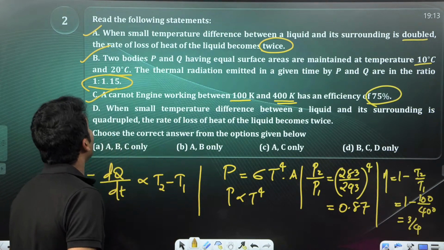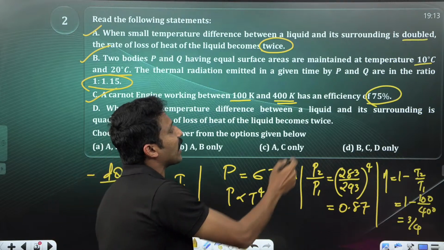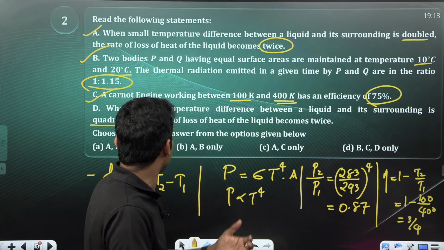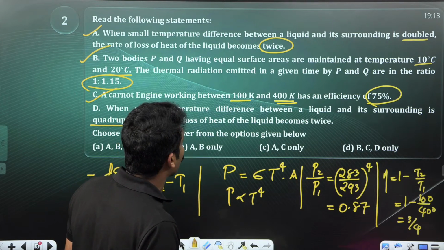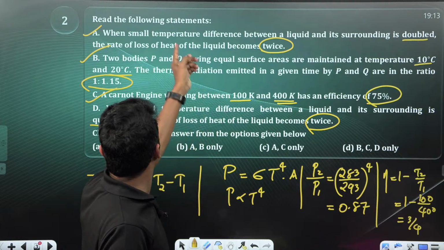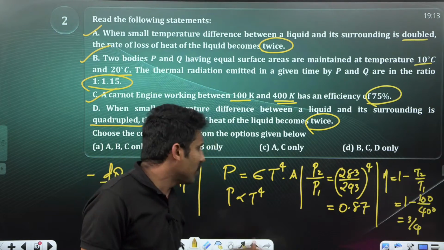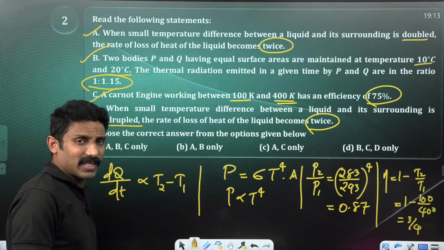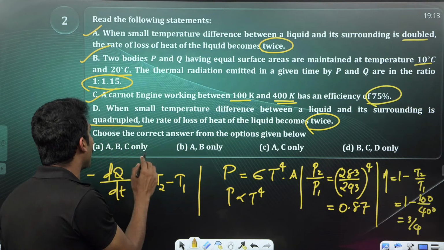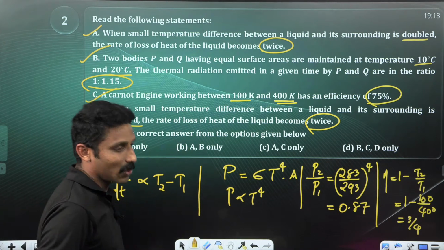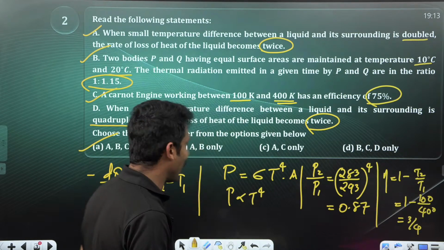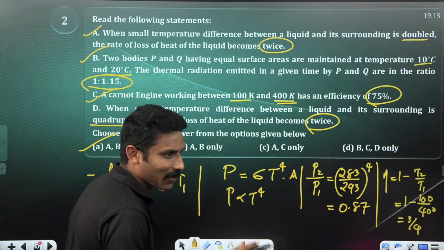Now the fourth one: when the small temperature difference between a liquid and its surrounding is quadrupled, the rate of loss of heat of the liquid becomes twice. It is incorrect, because this statement and the first statement are contradictory. So out of these, A, B and C are correct. A, B, C only. So the answer of the question is A, B, C. Clear? So it is option A. Very good.